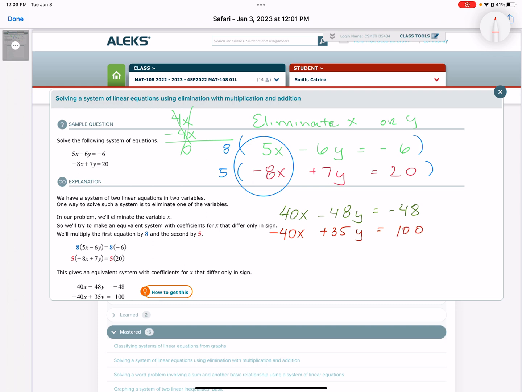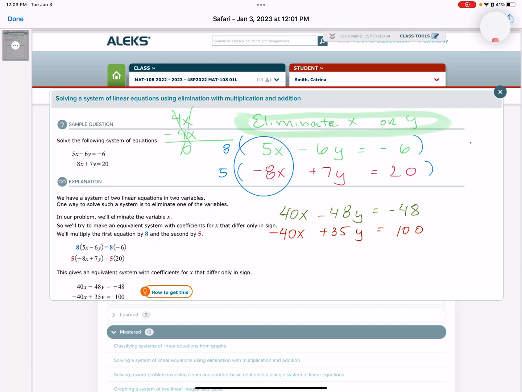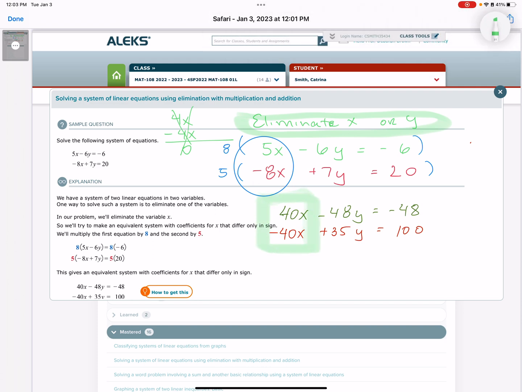Let me stop a second and talk about what we did and why we did it. Okay, so my purpose, remember, is to eliminate either x or y when I add the two equations together. So in order to do that, I'm going to have to manipulate them so that they have something that is absolutely the same, which I did right here. As you can see, I have a negative 40 and a positive 40. So you can choose to do it to x or y. Doesn't matter. I chose x just because it was the first one listed.